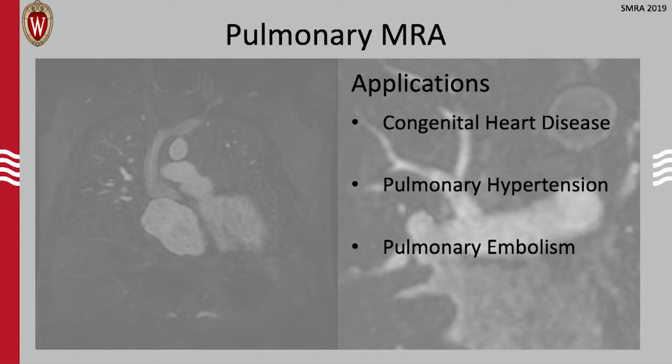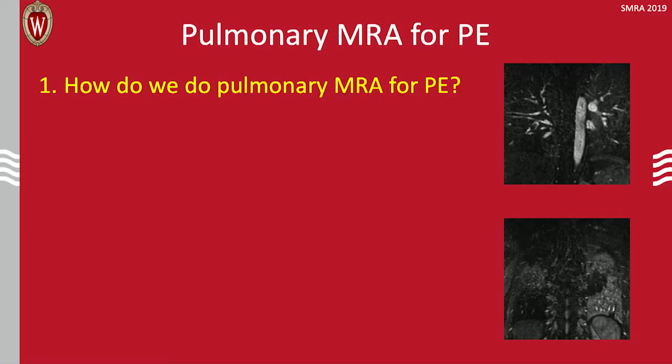It's the application that we image most frequently at UW. Pulmonary embolism is a much more common disease than either congenital heart disease or pulmonary hypertension, and so I think it represents a great opportunity for expanding the use of MRA clinically. And then there are a lot of very interesting challenges that need to be thought about when trying to tailor your scans to image for pulmonary embolism accurately.